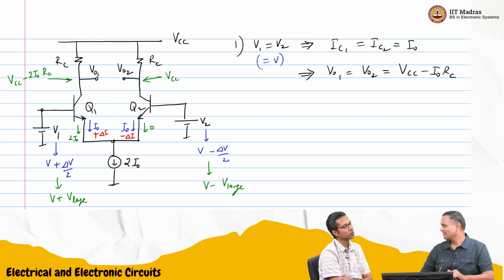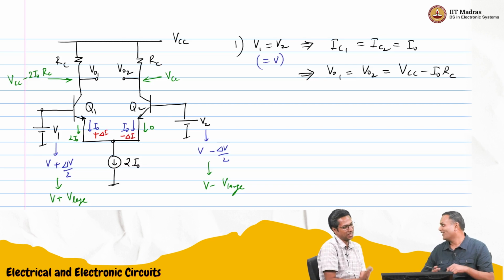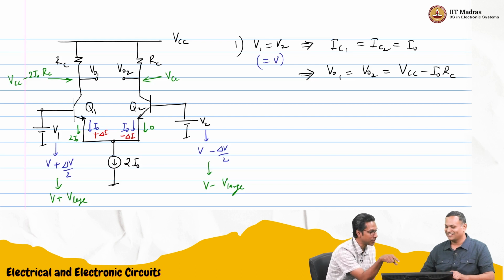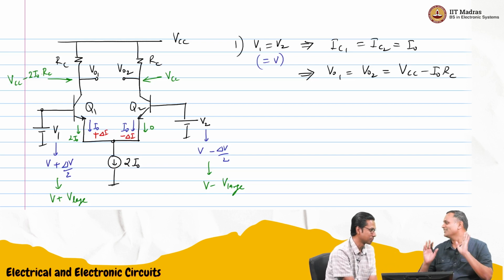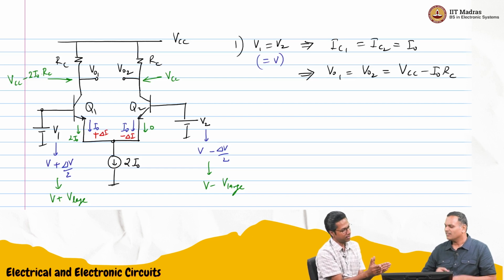We select I naught, 2 I naught and RC, and this V large also. If V large goes beyond VCC minus 2 I naught RC, then that junction will become forward biased, so that's a problem. So this can be a digital logic also.